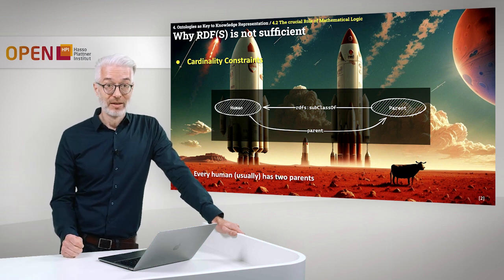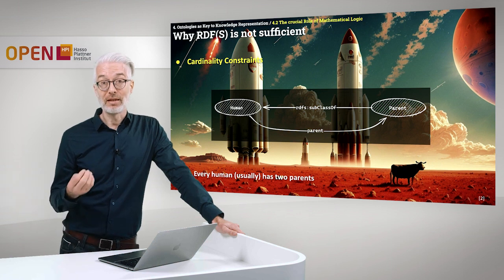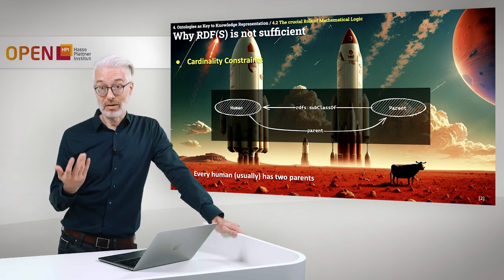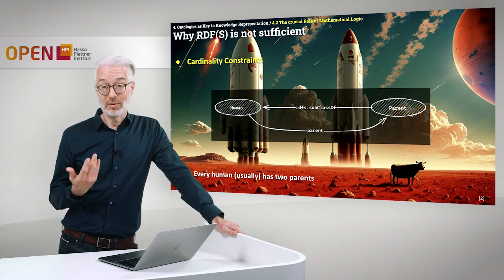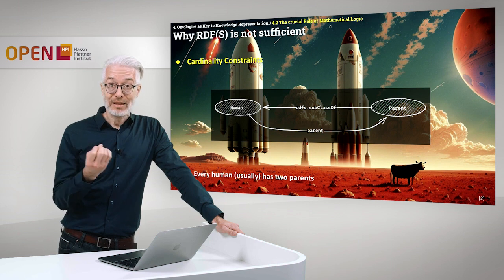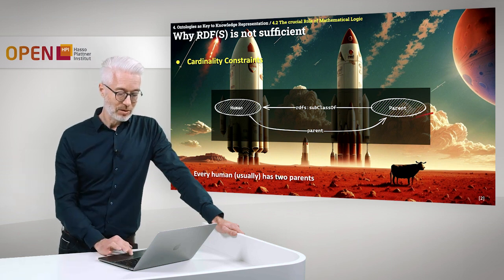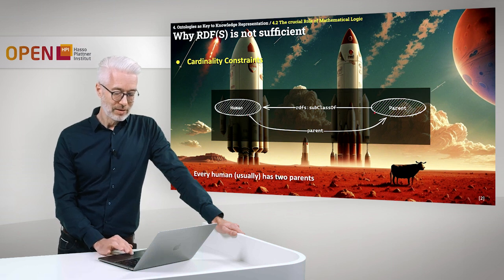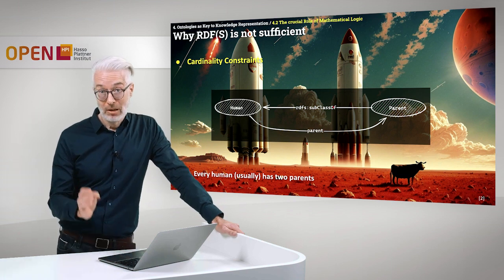Cardinality constraints. So we know every human usually has two parents, so this is a number restriction or a constraint, although it might not necessarily be two, somebody might have more parents. But exactly this cannot be expressed with a diagram you see here. We only can say that parent, of course, is a subclass of human, and every human has a parent. Who is a parent? But how many these are, we can't tell.